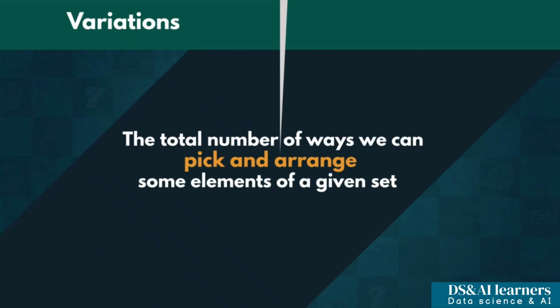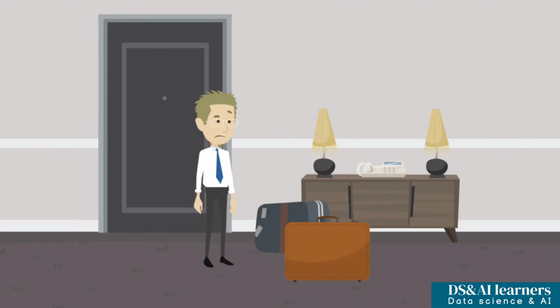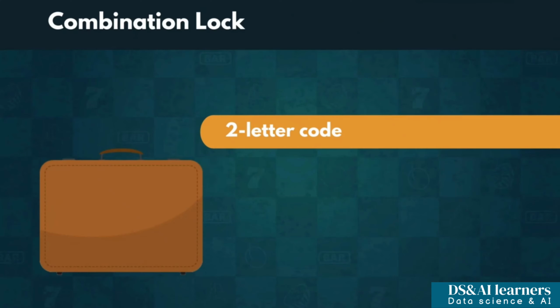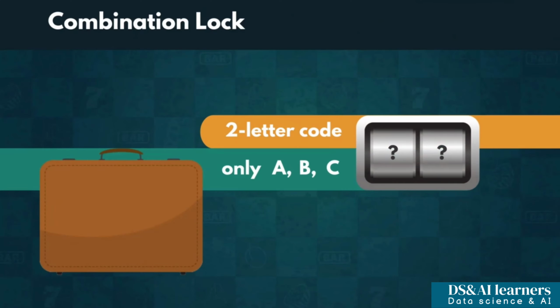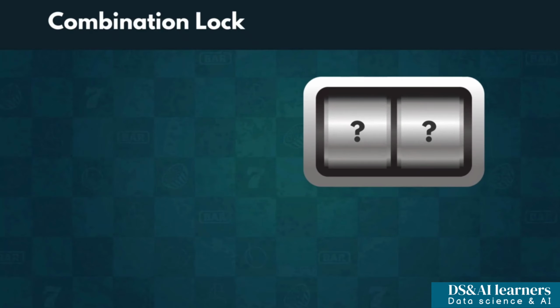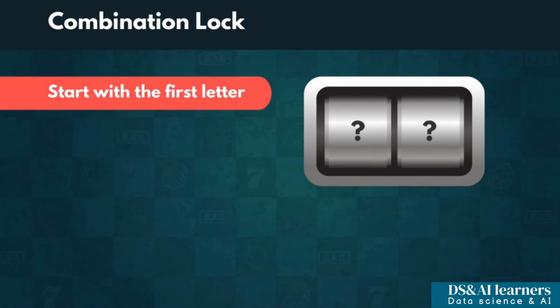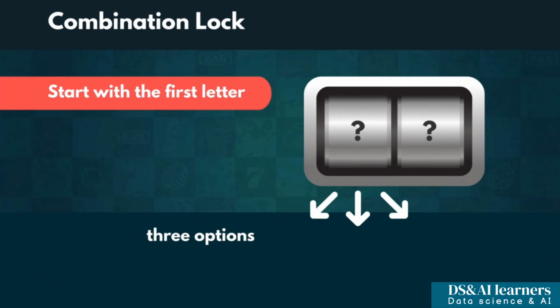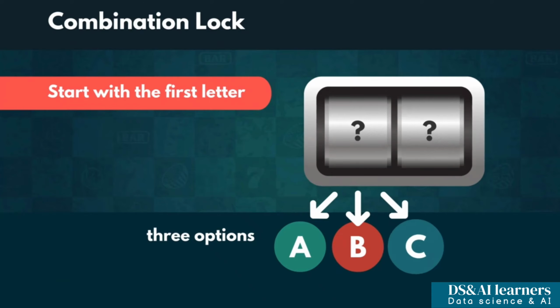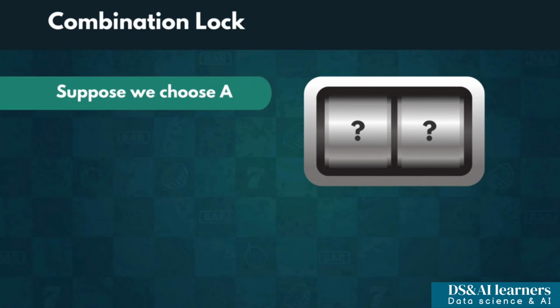For example, imagine you went on vacation and forgot the code for the combination lock on your carry-on. Luckily for you, the lock requires a two-letter code using only the letters A, B, and C to unlock it. We can approach the problem as we did before and explore the different positions in a specific order. Let us start with the first letter. We have three different options: A, B, or C. Suppose we chose A and move on to the next letter.